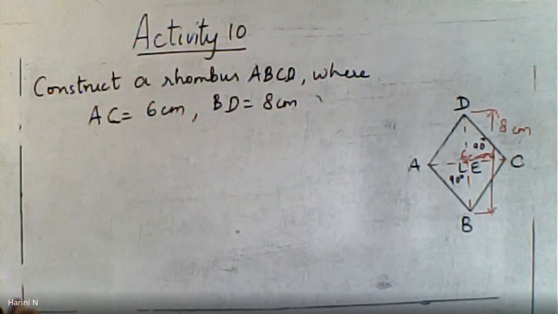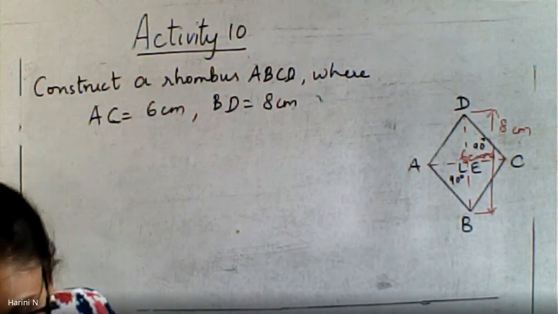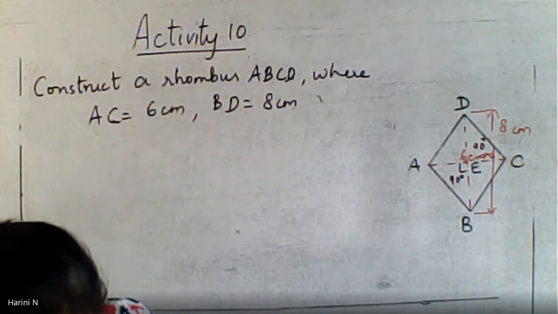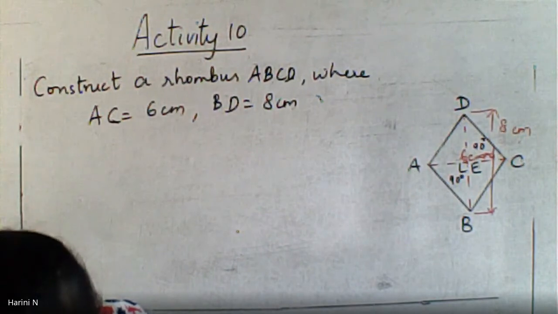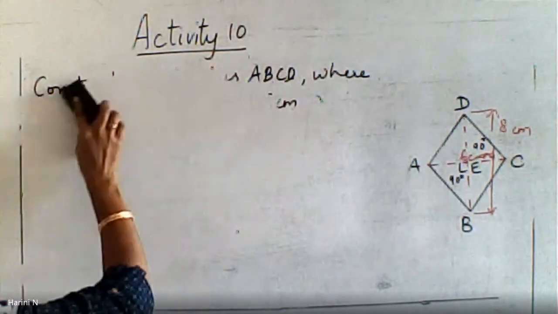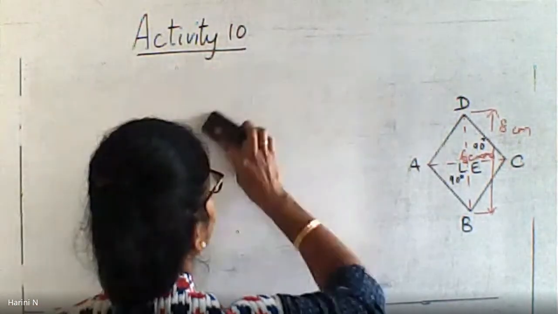Please check what went wrong. Okay, now we will quickly write the steps of construction. I know we are overshooting the time, but we have to complete it. Yes, ma'am. Now it is perfect for me. It has come 5 centimeter. Okay, good. Let us start with the procedure.